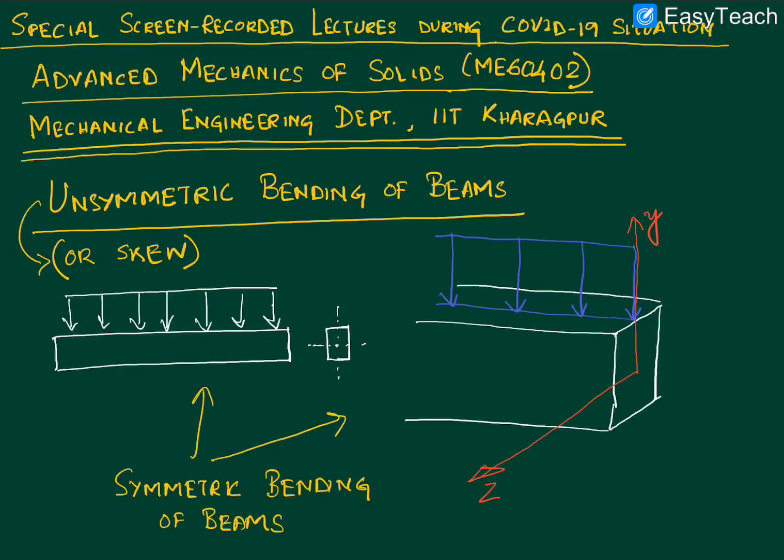So if we load the beam through some uniformly distributed load or some kind of distributed load or some kind of point load, but it is not arranged to be passing through the vertical axis of symmetry of the beam, then we'll no longer have the symmetric bending of beams. So that is the first possibility. So let me go to the new page, and draw that clearly.